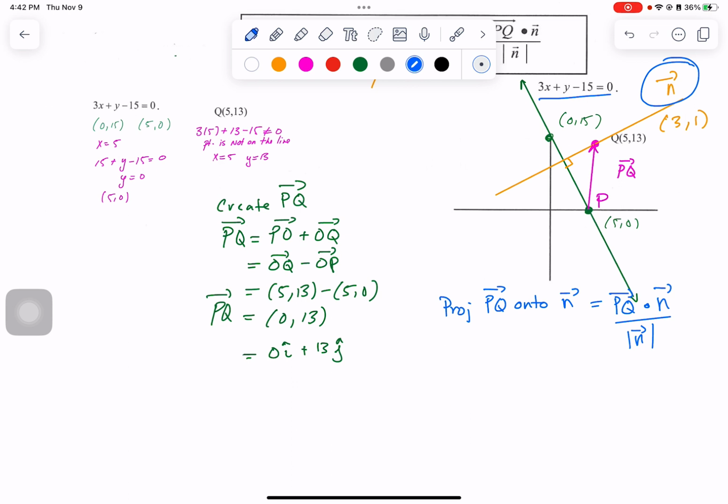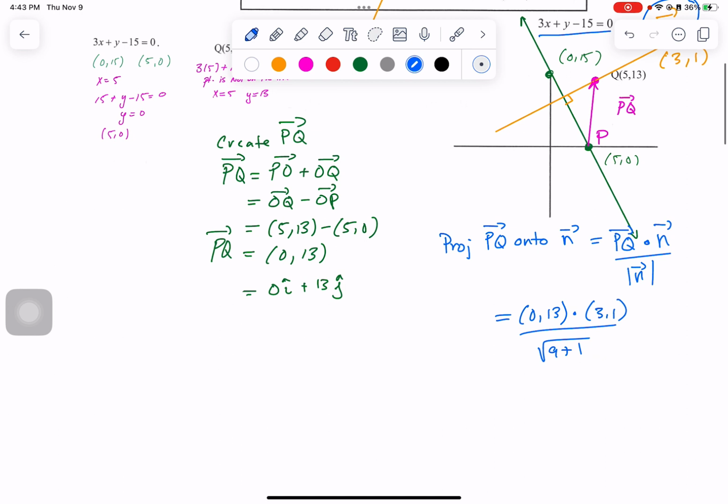So what do we have now? PQ is (0, 13) dot (3, 1) over the magnitude, which is the square root of 9 plus 1. So now I've got 3 plus 13 over the magnitude, root 10. So the shortest distance between that point and the line is going to be 16 over root 10.